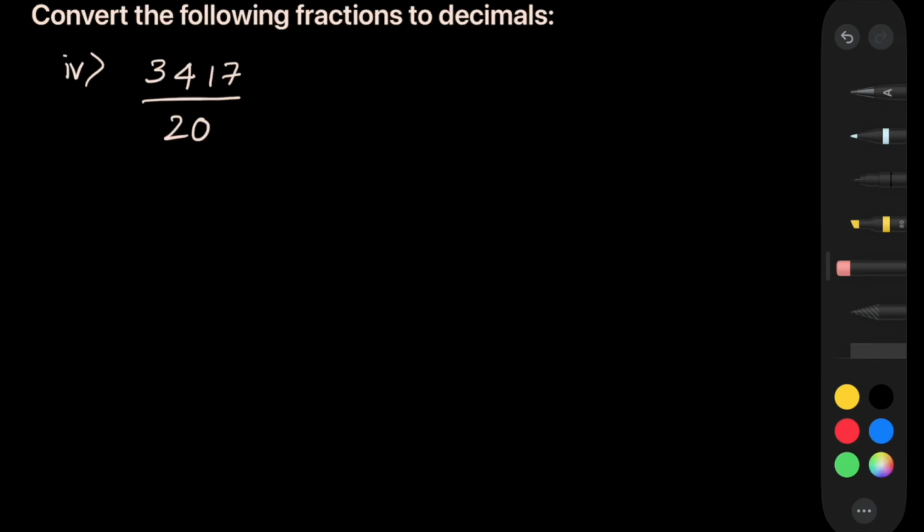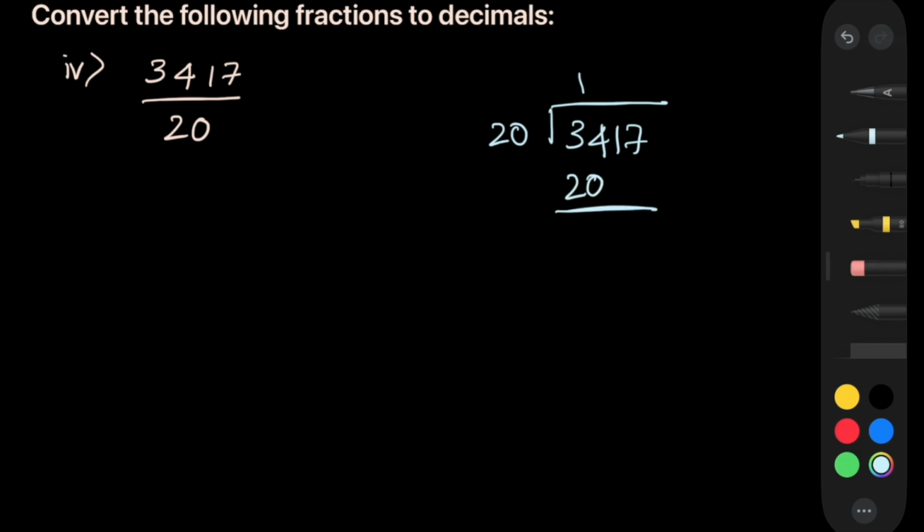Now moving on to the next question, let's rewrite 3417 by 20 in its decimal form. So let's divide 3417 by 20. 20 goes in 34 once. Subtracting 20 from 34, we get a remainder of 14. We bring down the 1 and we get 141. 20 goes in 141 7 times. Subtracting 140 from 141, we get a remainder of 1. We bring down the 7 and we get 17.